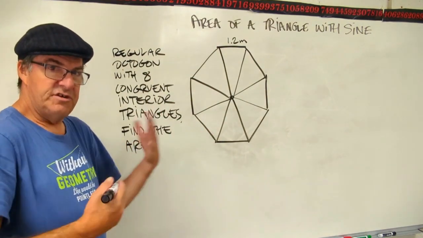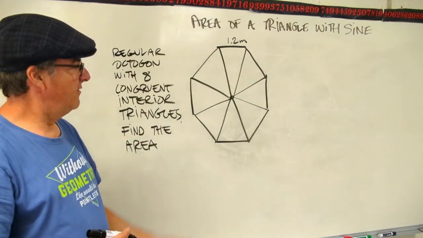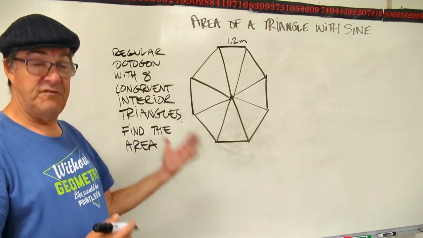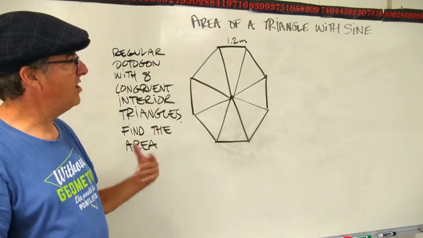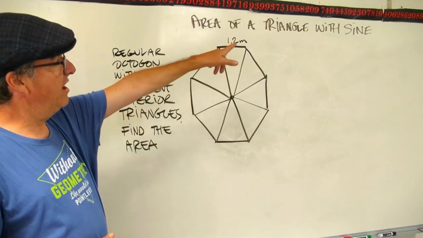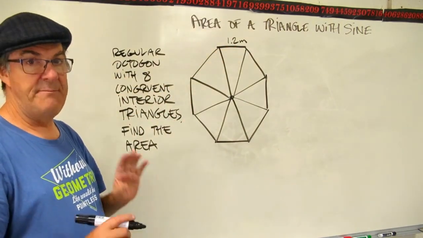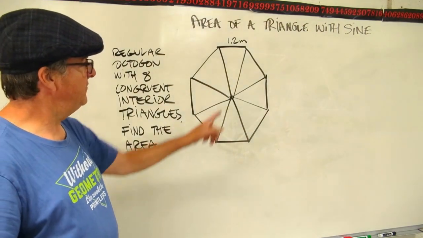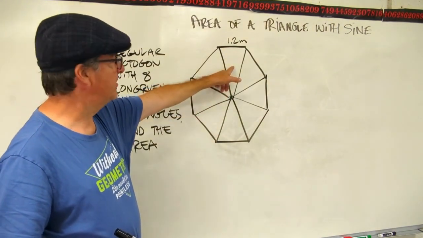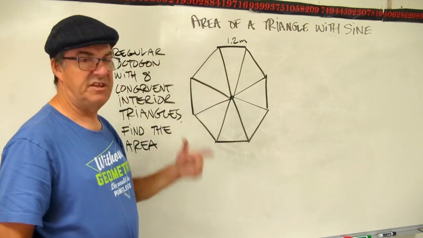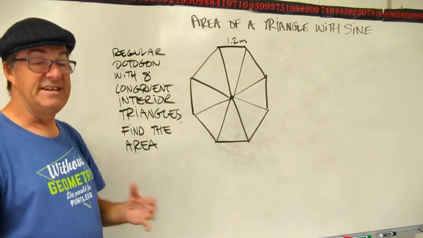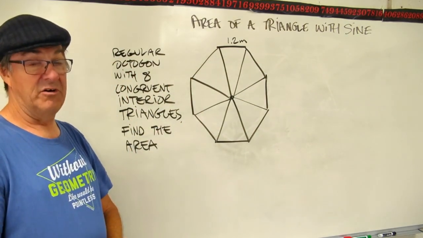Now, you could develop an area formula for a regular geometric figure, but we don't have that. In fact, all we've got right now is the area formula with sine. Now this thing is not a triangle, but I bet you're already realizing that if you can calculate the area of one of these triangles, you just multiply it by 8 to get the area of the octagon. And indeed, that's the way we're going to go.